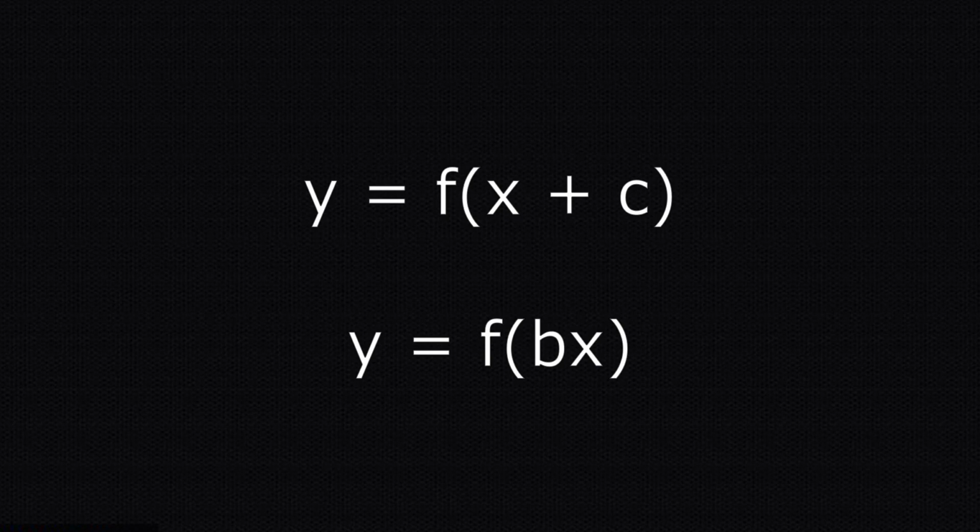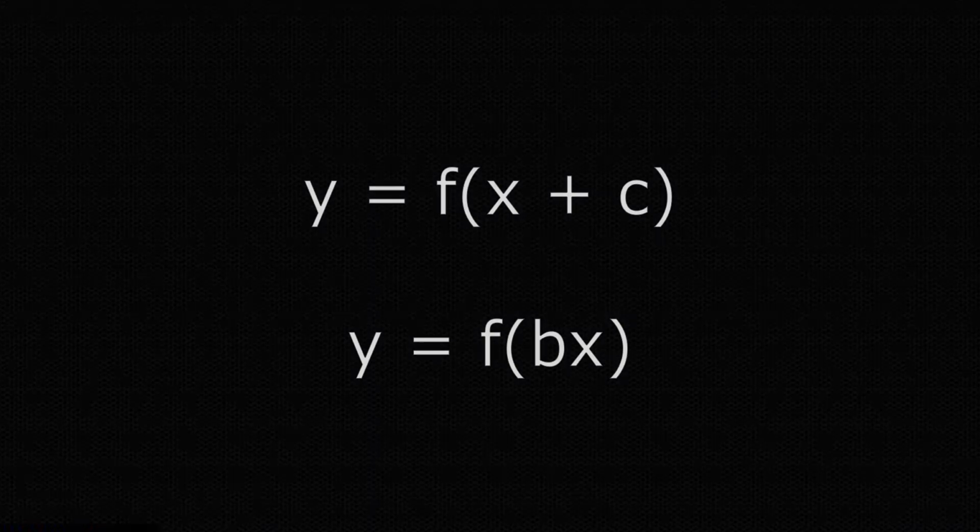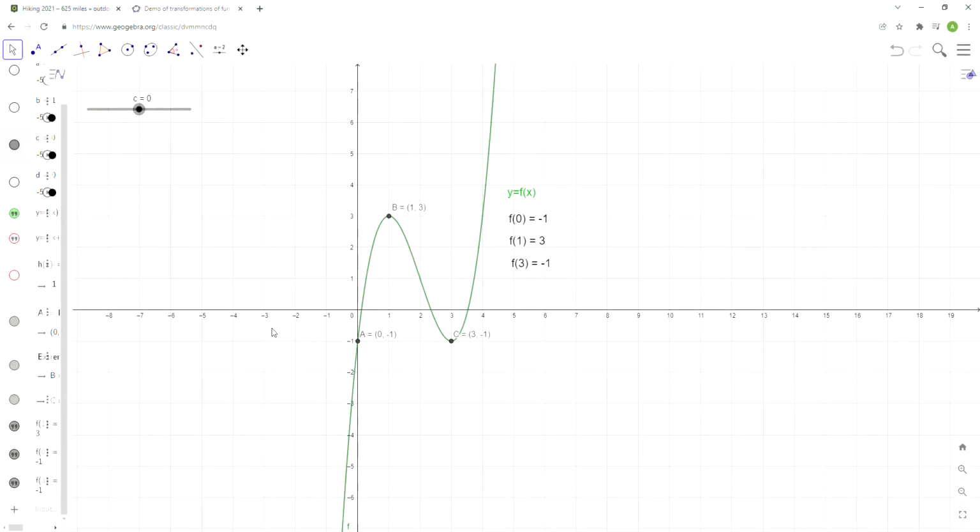We're going to have a look at the graphs of y equals f of x plus c and the graph of y equals f of b times x. So this time the changes are inside the brackets. We are changing what we're putting into the function. This is the original function, f of x, the graph of the original function. And what we can see from this graph is that f of 0 is minus 1. f of 1 is 3. And f of 3 is minus 1.